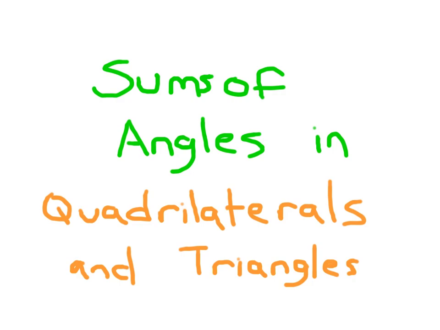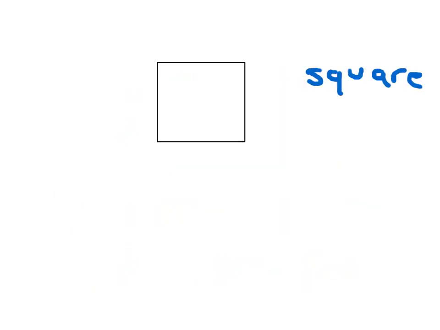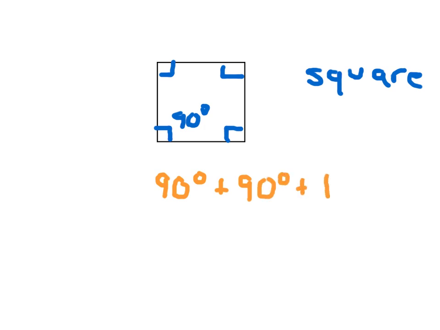Let's take a look at sums of angles in quadrilaterals and triangles. This here is a square, and we know for a square that each of those angles is a right angle, and each of those right angles is 90 degrees. How many right angles do we have there? 4 of them. So if we took the sum of all of those angles, we would get 360 degrees. So the sum of all of those angles is 360 degrees.